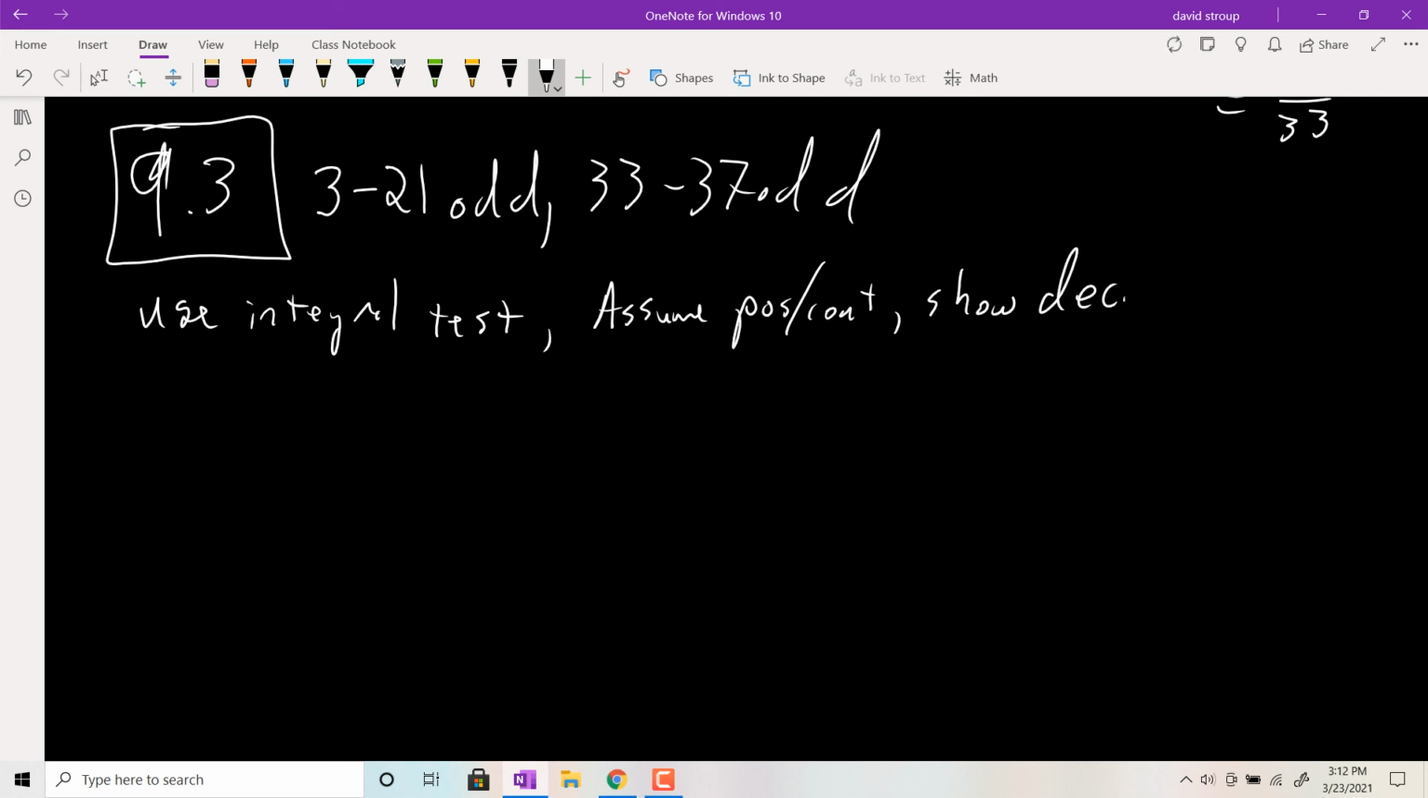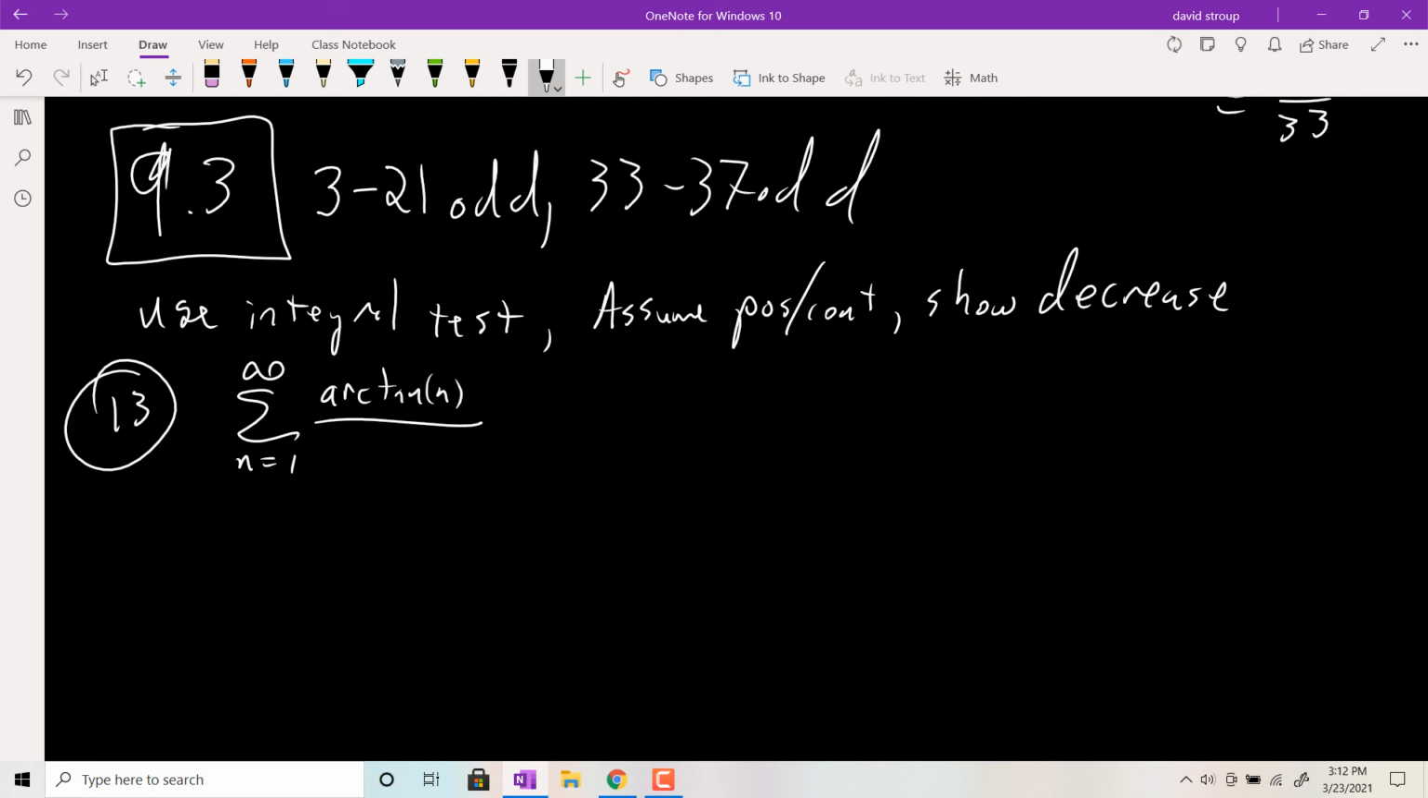So your first step is, I have to show it's decreasing. How do I do that? Well, you take its derivative. Okay, so let's look at number 13 as the problem in particular. I'm going from n equals 1 to infinity of arctan of n all over n squared plus 1. So I consider the function f of x equals arctan of x all over x squared plus 1.